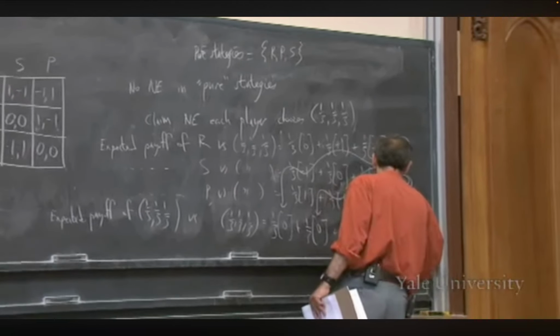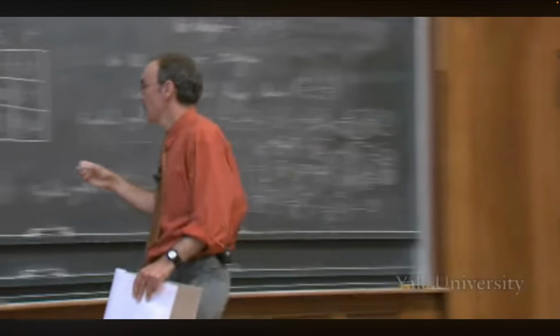All right, so notice what we've shown here. We've shown that if I play what I claim is the equilibrium strategy, a third, a third, a third, against a third, a third, a third, I get 0. And if I played any other strategy, I'd still get 0. Is that right? So therefore, playing a third, a third, a third is indeed a best response, albeit weakly. It is indeed a best response. And this is, in fact, a Nash equilibrium.